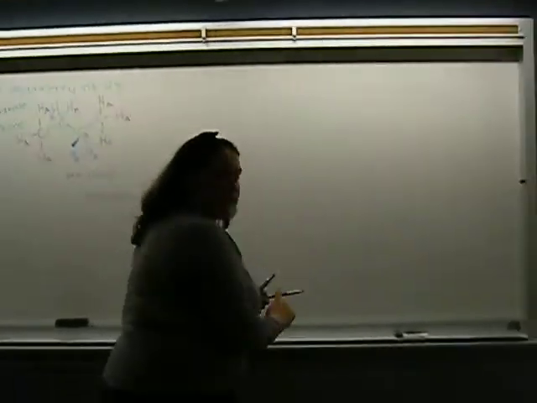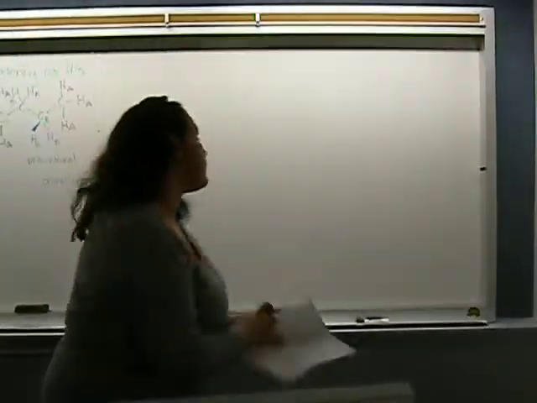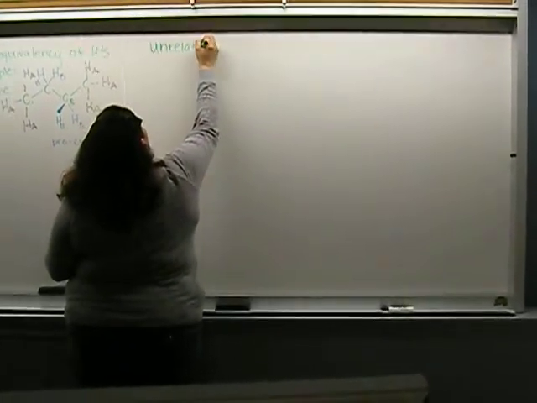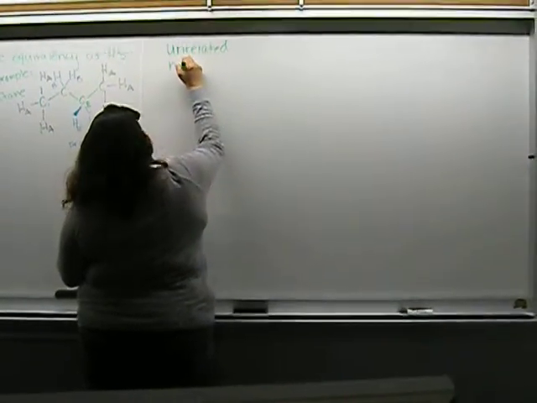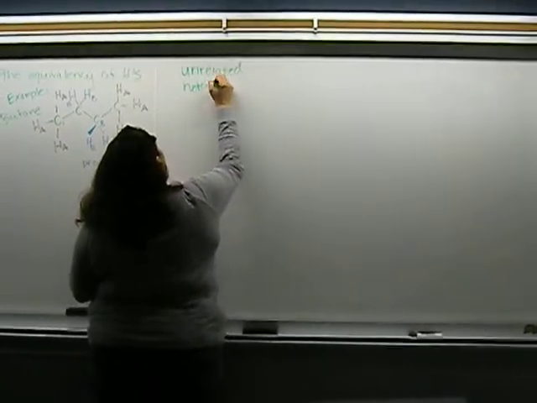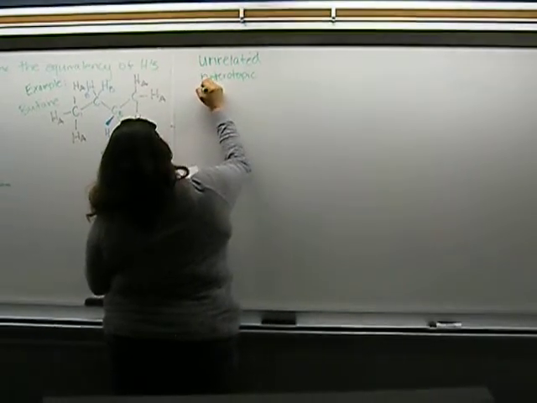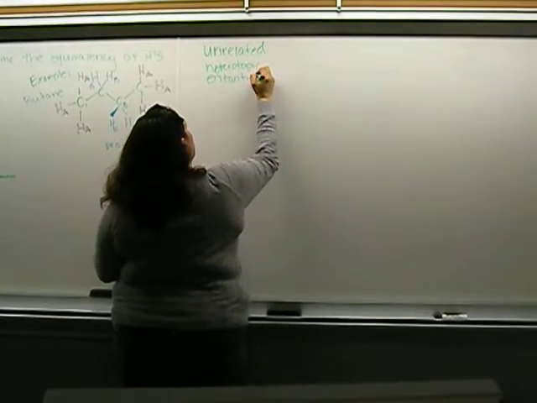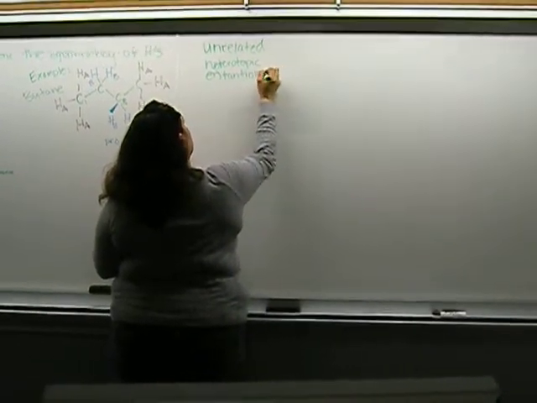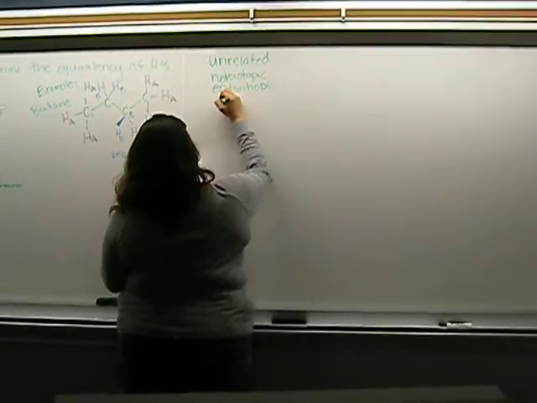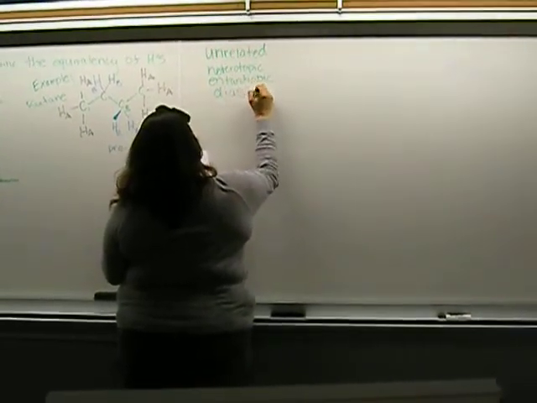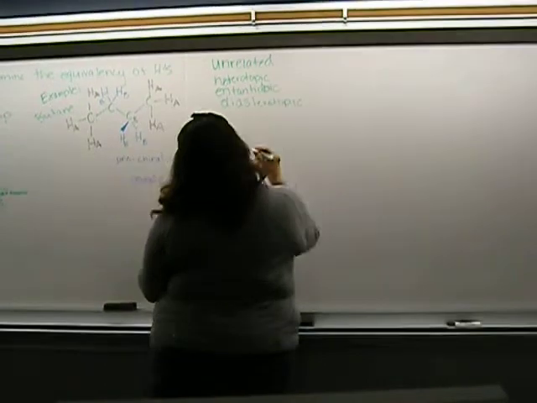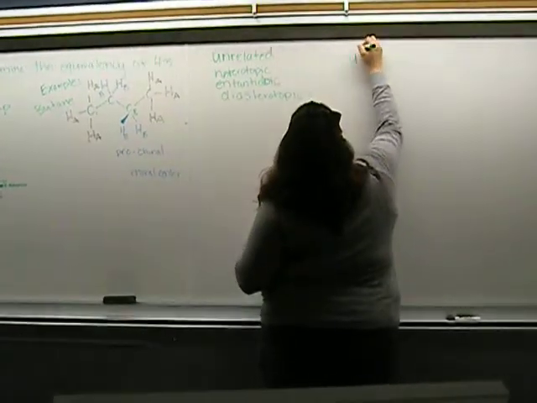So now let's do some examples of some molecules. We have to choose whether they're unrelated, heterotopic, enantiotopic, or diastereotopic. Alright, so A.